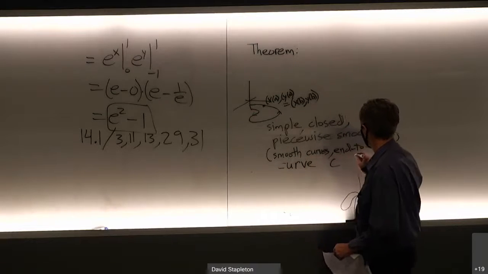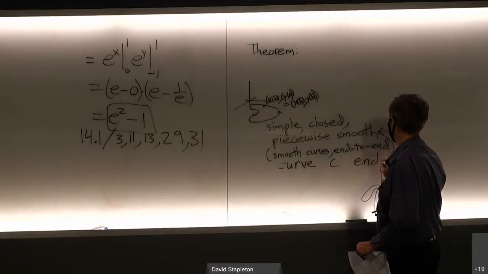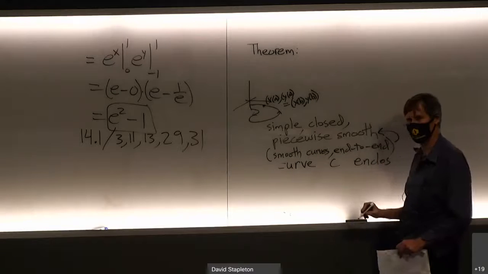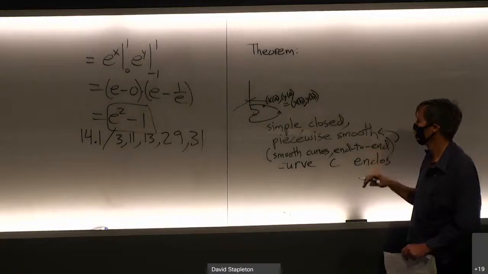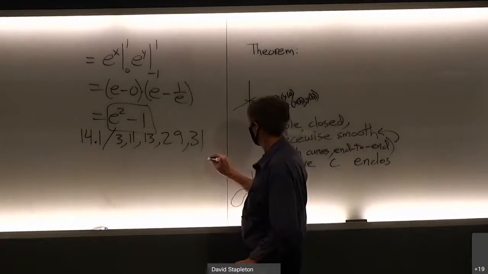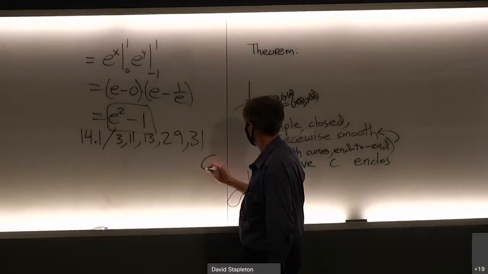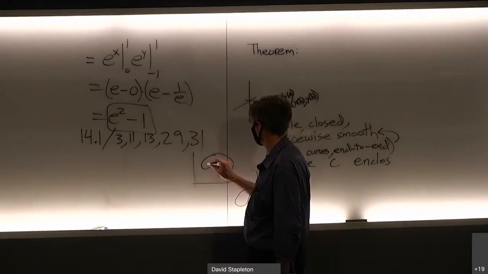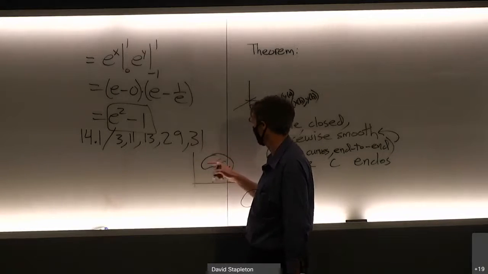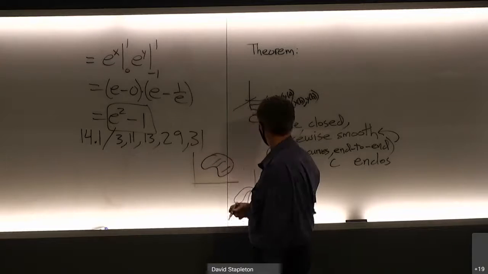In closing, has anybody heard of the Jordan curve theorem? No? Nobody? I'm going to teach you a lot of new stuff in here just for fun. The Jordan curve theorem says if you have a simple closed curve like that in the plane, it determines a unique set of points inside and outside. Such a curve has an inside and outside.